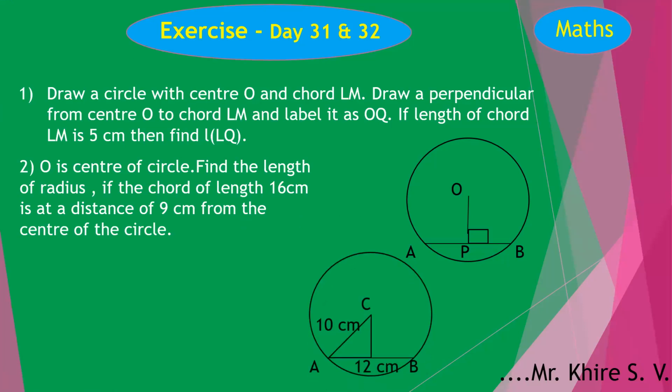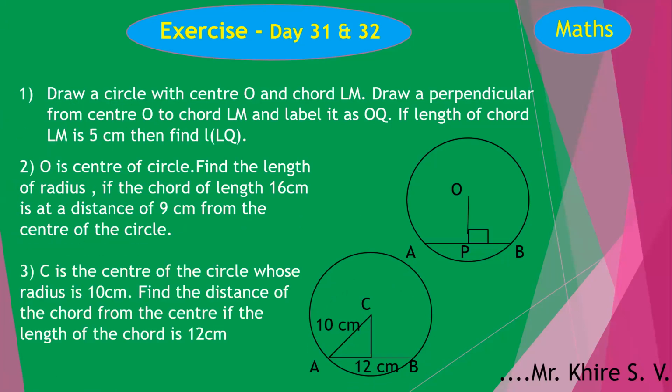Figure is given. Third question. C is center of the circle whose radius is 10 cm. Now you have to find out the distance of the chord from the center if the length of the chord is 12 cm. Length AB is 12 cm, radius AC is 10 cm. You have to find out the distance of the chord from the center of the circle.